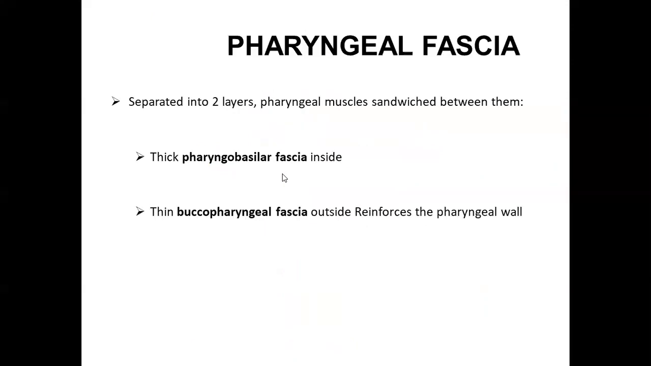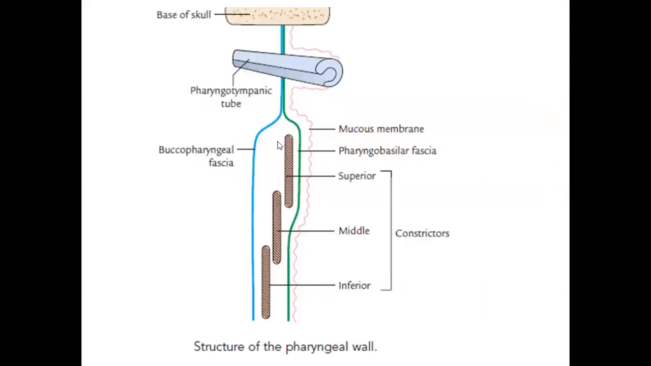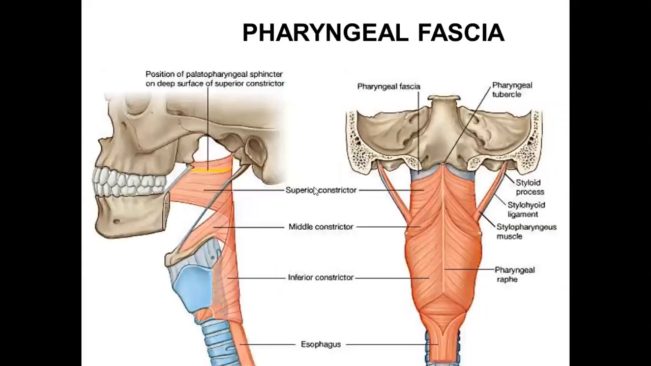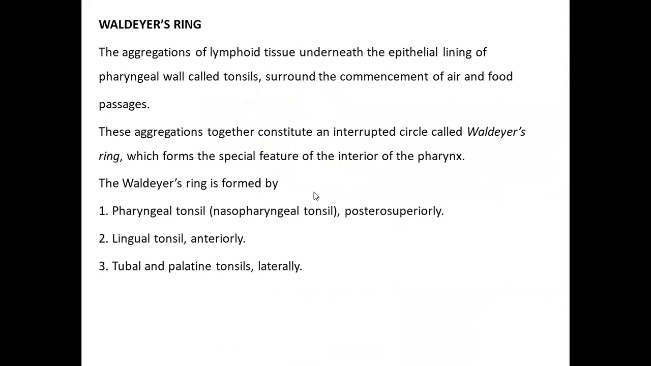At the upper border of the superior constrictor, the buccopharyngeal fascia merges with the pharyngobasilar fascia. So this is an outline of the wall of the pharynx. From inside out, we have the mucous membrane, then the pharyngobasilar fascia, the constrictor muscles, the longitudinal muscles, and the buccopharyngeal fascia.